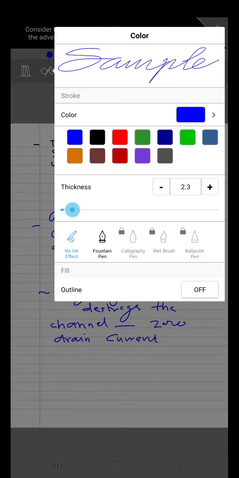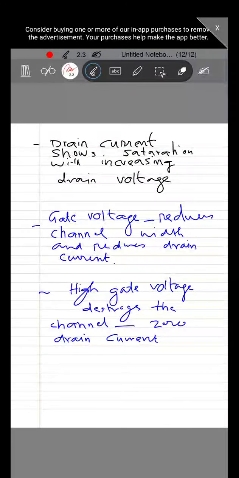So let us recapitulate. Whenever we are increasing the drain voltage, there has to be an increase in drain current till it gets saturation. Gate voltage, on the other hand, when we increase the gate voltage, it will reduce the channel width, and hence it will reduce the drain current. And if we increase the gate voltage, it will destroy the channel, and at least we get a zero drain current.